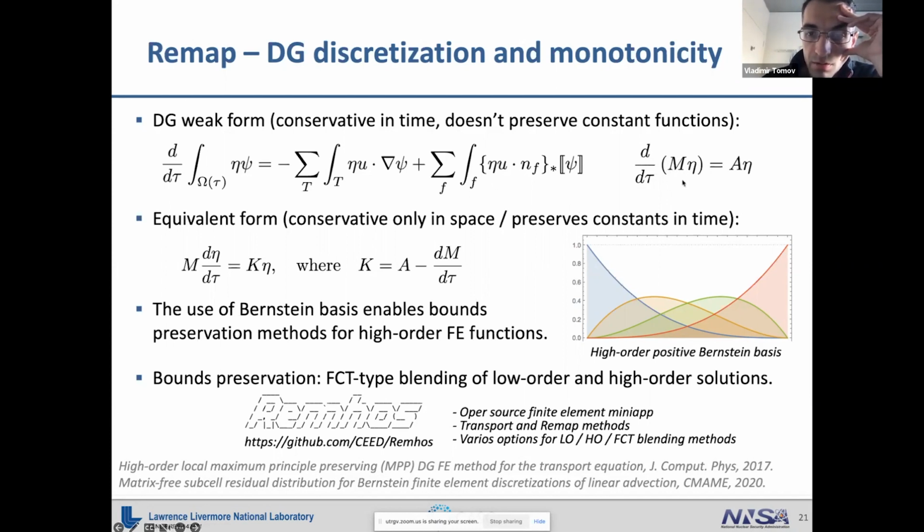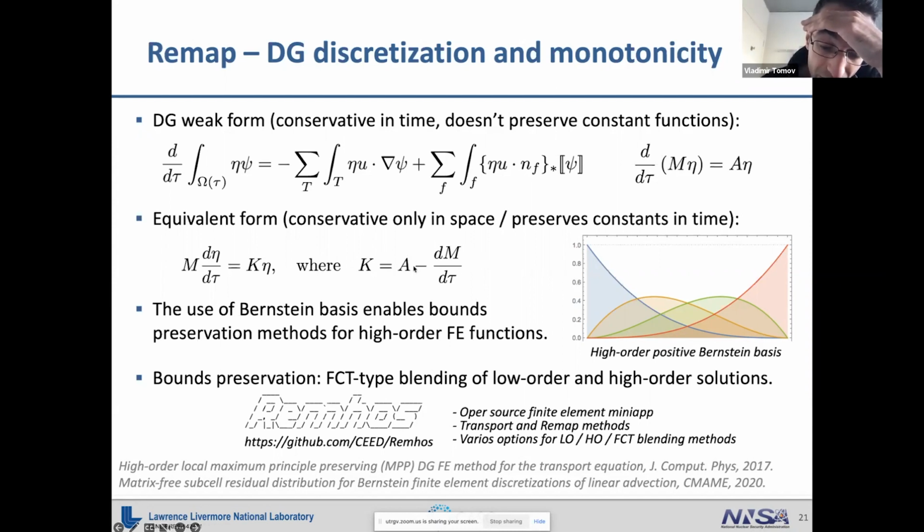Another way to write it is to differentiate in time the matrix and put it on the right-hand side like this. And these are equivalent on a fully continuous level, but fully discrete in time, they are not, because this one will not preserve constant functions. It will be fully conservative. On the other hand, this one will not be fully conservative, but it will preserve constant functions, and that's actually important if you want to be able to preserve the bounds.